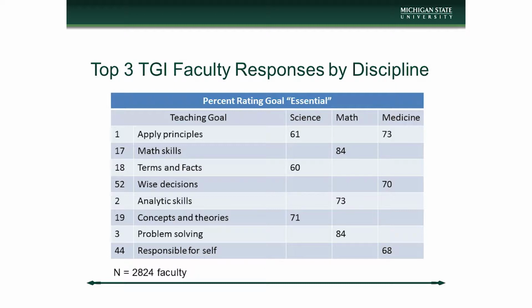Terms and facts are also important for the scientists, but the mathematicians wanted analytic skills and problem solving along with their math skills. And in medicine, again, applying principles is very important. Making wise decisions, that's a good thing for medical people to do, and to be responsible for their self. So you can see, again, these are highly variable by discipline. So there's no right and wrong answers, but it's important for you to use this tool every time you're going to design a course to think about what it is that you want your students to do in this course, and that'll help you focus on the essential stuff, because you can only do so much in 14 weeks.